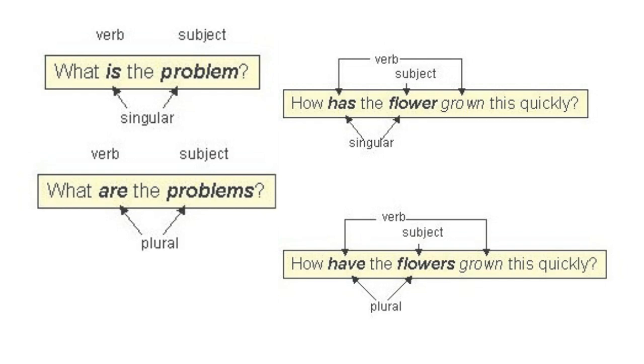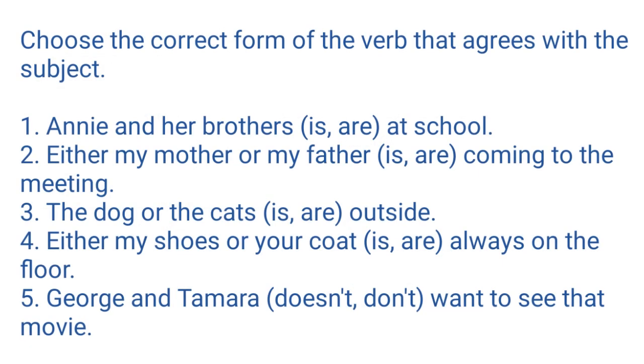Now we are going to do some exercises to understand all these points correctly. Choose the correct form of the verb that agrees with the subject. Annie and her brothers is or are at school.